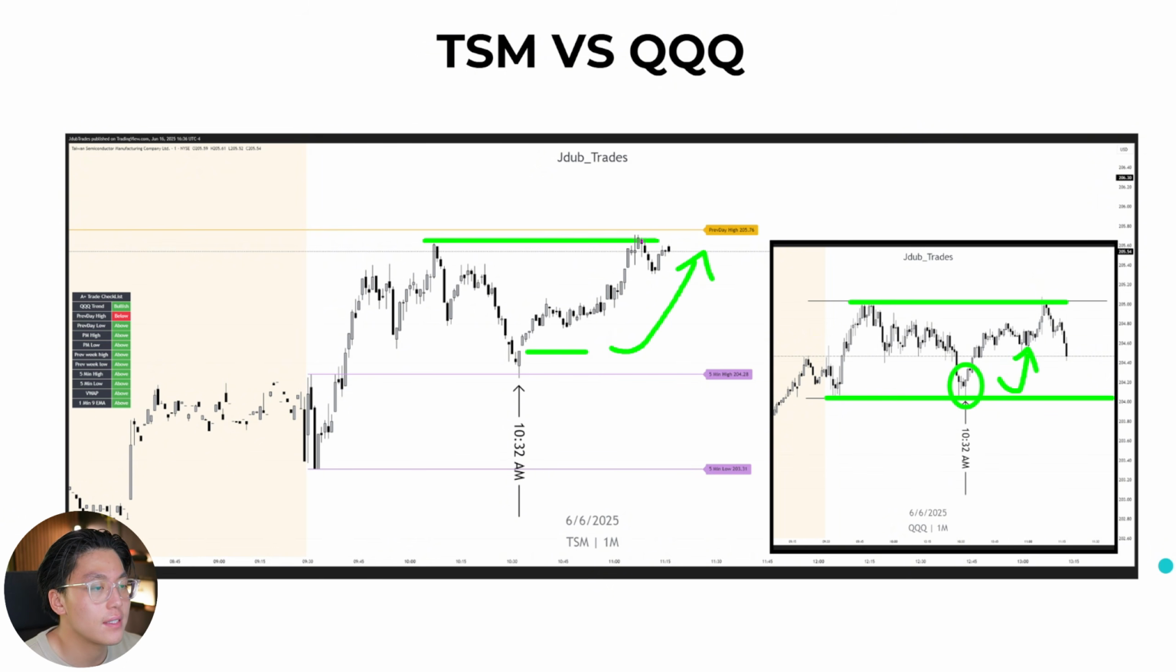And you can see that TSM ended up reversing back up towards the previous day highs and above. This is a great example of the Qs coming down to sweep liquidity and bounce off support, whereas TSM is creating higher lows, and now we can expect the markets to push back higher.